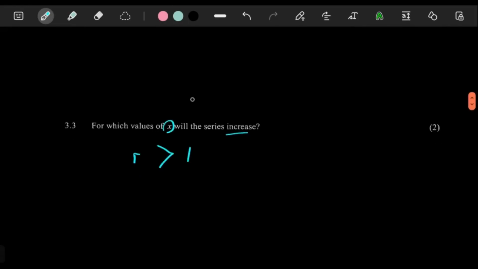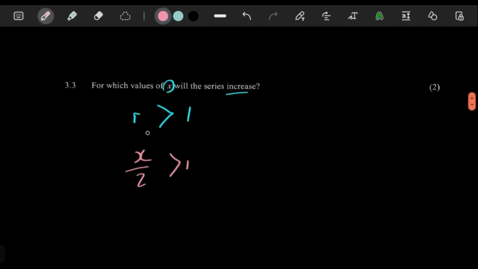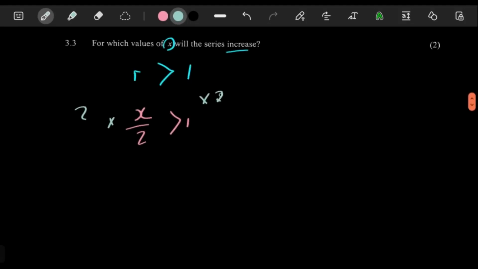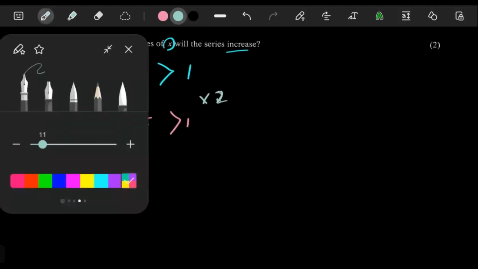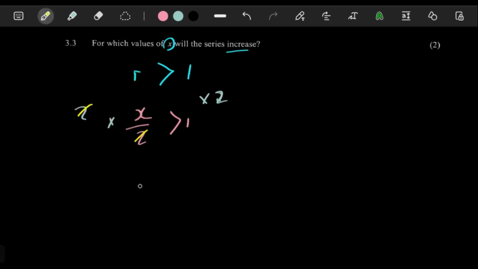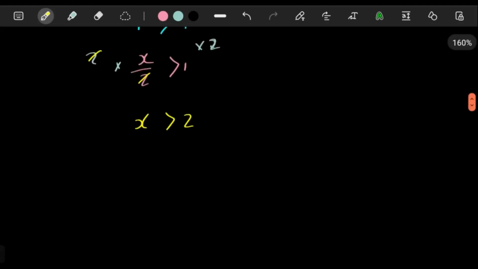Since they're asking for the x values where that is happening, we can just throw r here. r is x over 2. For x here, you're going to multiply by 2 on both sides, and you get x is bigger than 2. That's all you have to do. Let's move on.